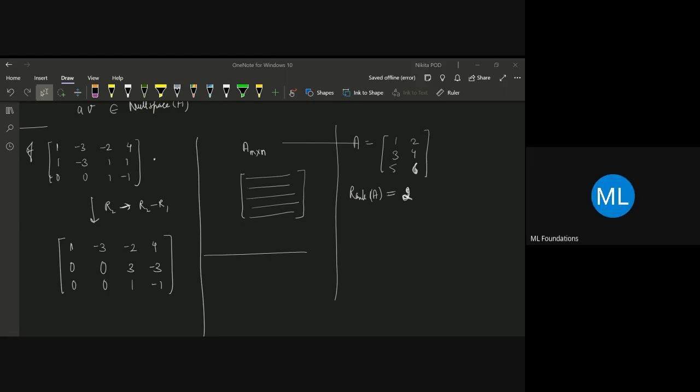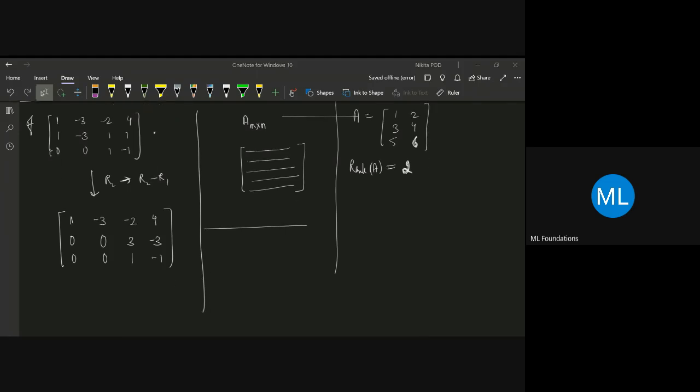3 rows and 5 columns. Suppose we have a matrix M cross N. So the null space belongs to R to the power N. So your columns decide the dimension of the null space.